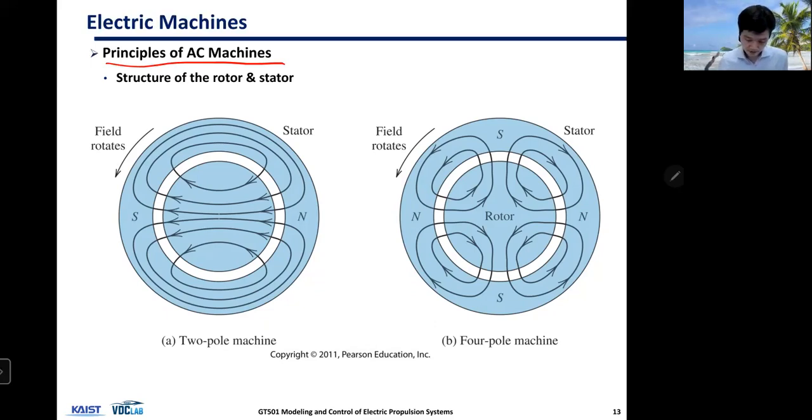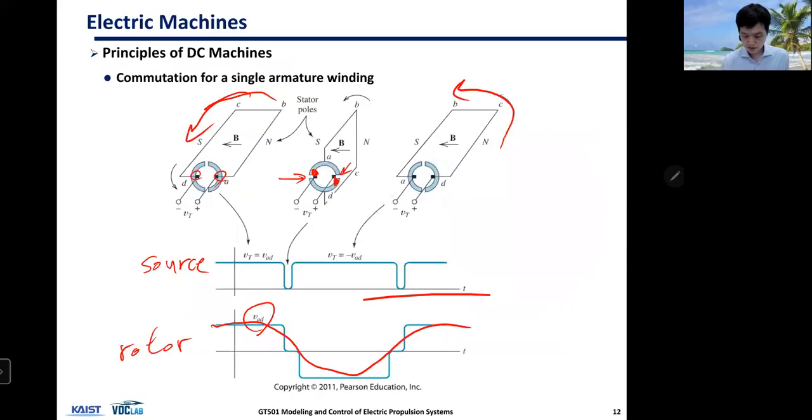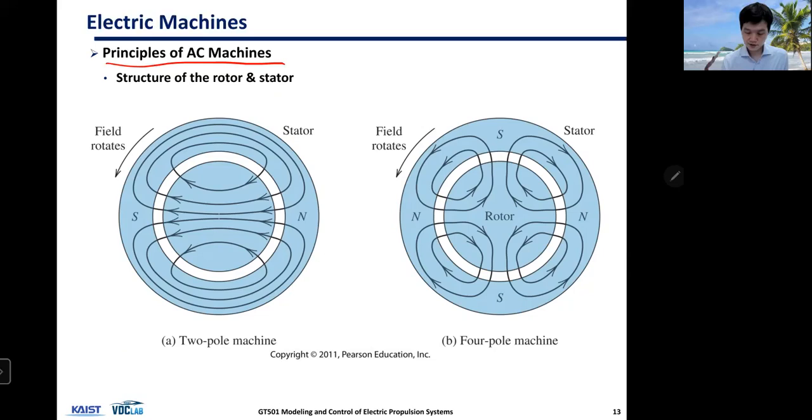But because you don't have that brush here, the alternating frequency was automatically adjusted by the speed of the rotor. But here you need to properly control that. Okay, and you're looking at 2-pole versus 4-pole AC machines.